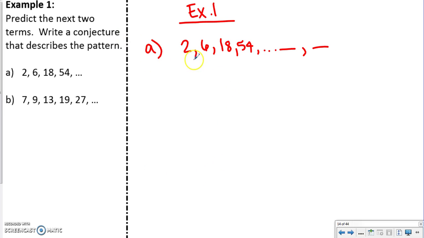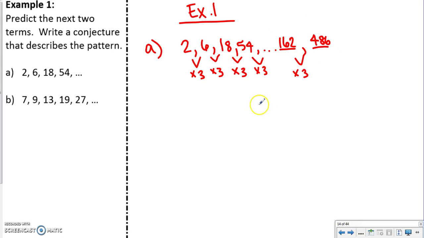Okay, so what do you guys see going on here? What's this pattern going to be? I'm hoping that you say we're multiplying by 3. That's what's consistently happening each time. So then we need to go ahead and multiply 3 times 54 to get the next term. And that should be 162. And then do it again. 162 times 3. And you should get 486. So there's the first part. You've got your next 2 terms.